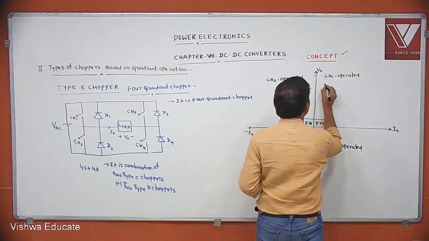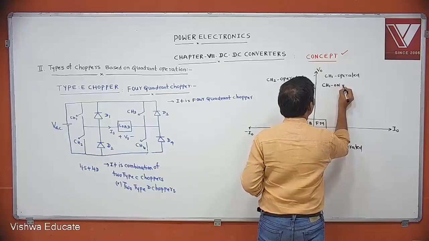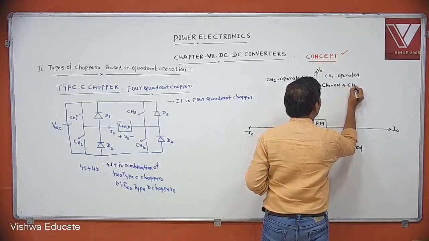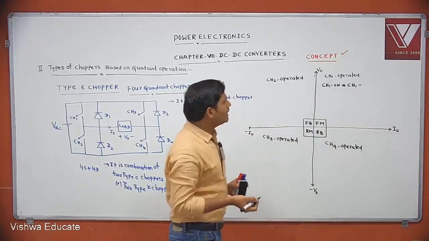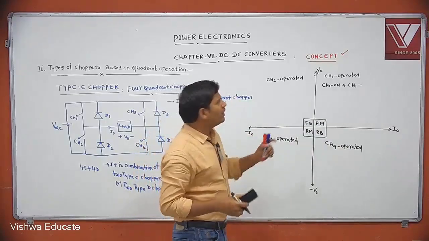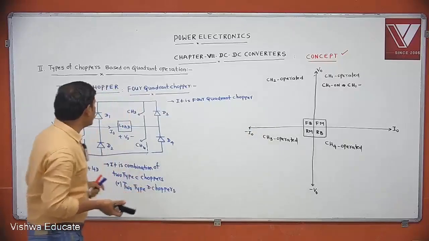Tell me. If CH1 is on, along with CH1, another device must conduct to maintain the closed path. But during the conduction of that, V0 must be positive, I0 must be positive. Like that, which device will conduct? Tell me.